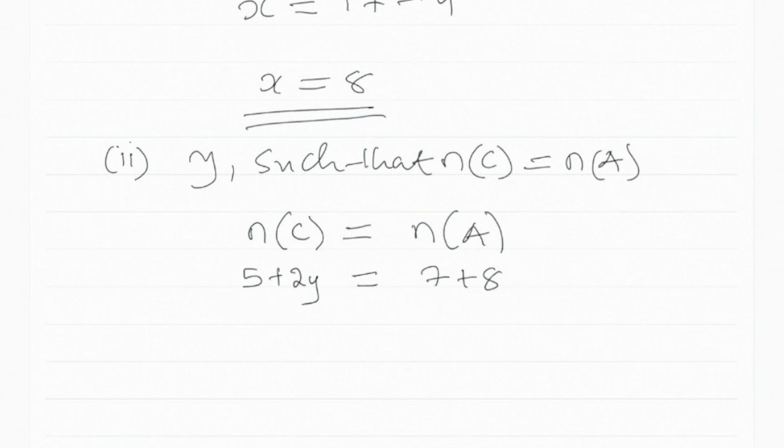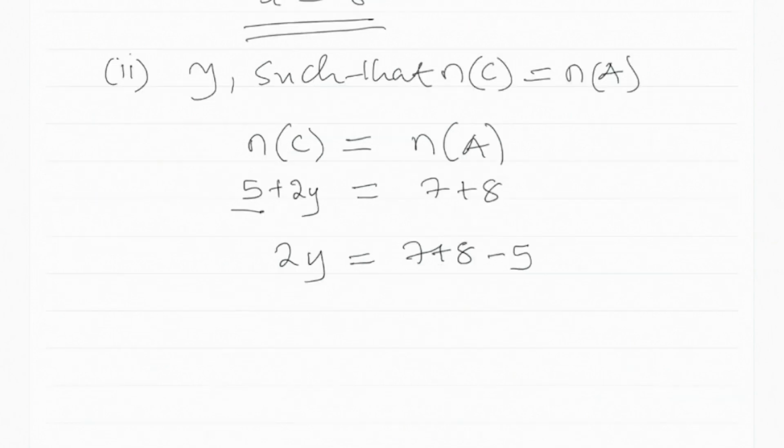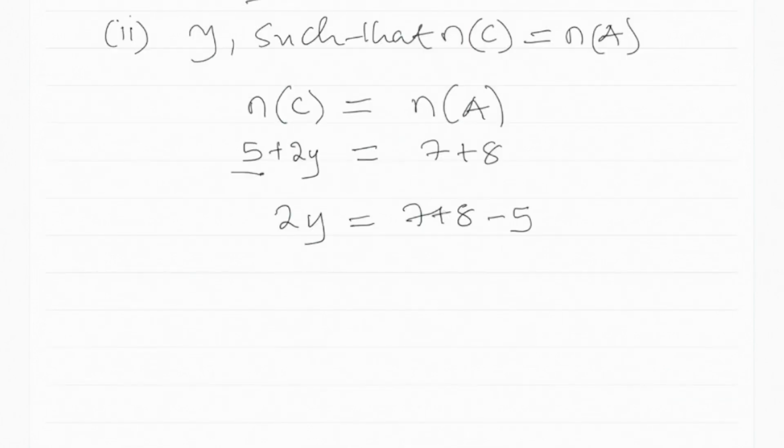And here now, we are going simply to collect the like terms and find the value of y as we have been asked. So we have 2y equals 7 plus 8, and we transpose this 5 to the other side. We are going to have minus 5.